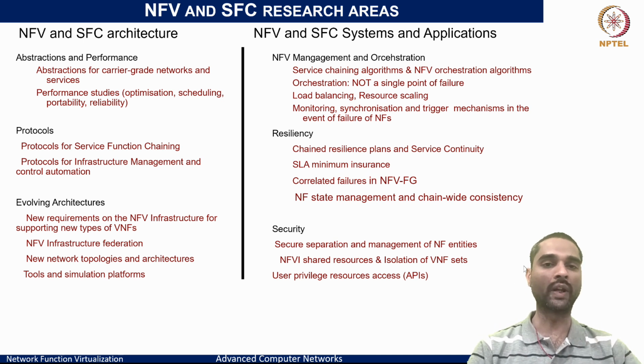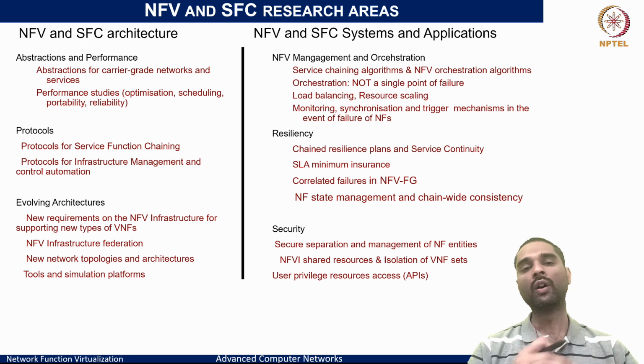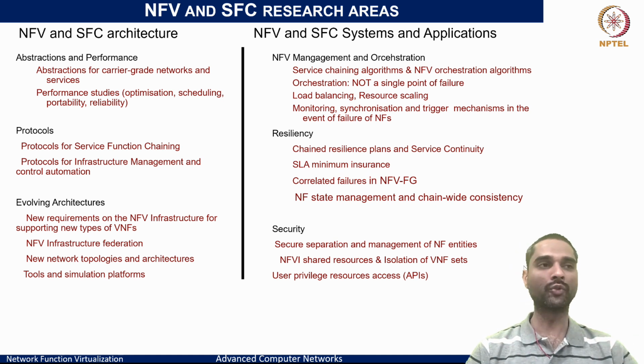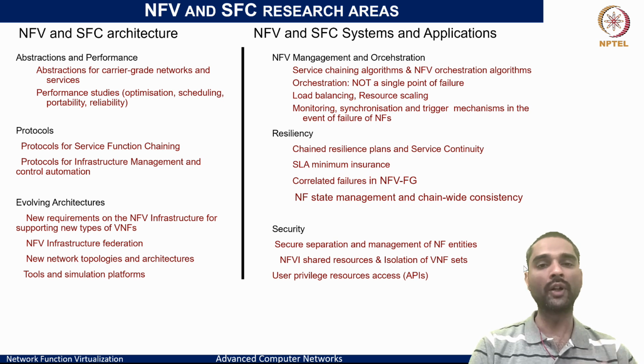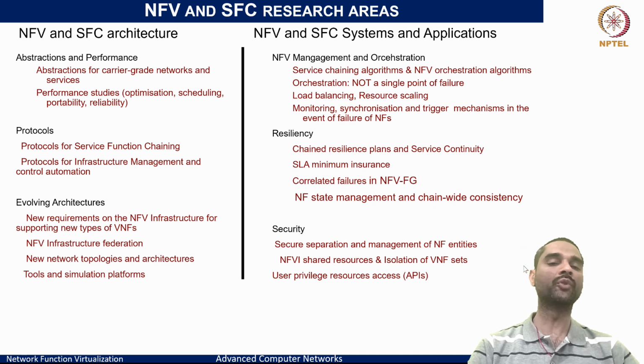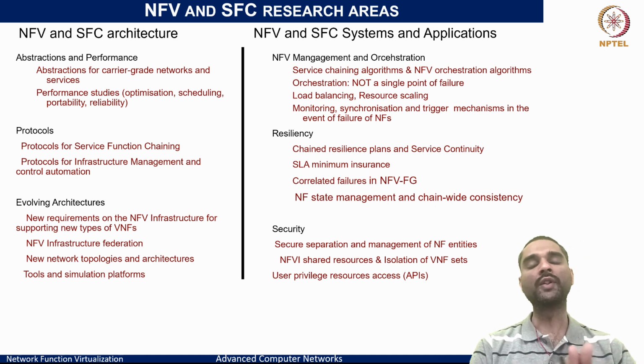So the abstractions for carrier-grade networks and services need to be performance-oriented, so that you minimize the overheads of presenting the abstractions themselves. That's one of the areas. The other prominent one is the performance of the network functions themselves on a given infrastructure. How do you optimize? How do you schedule, load balance, and ensure that these network functions are reliable becomes another critical area of research.